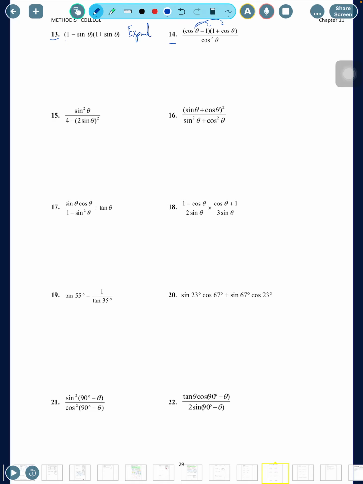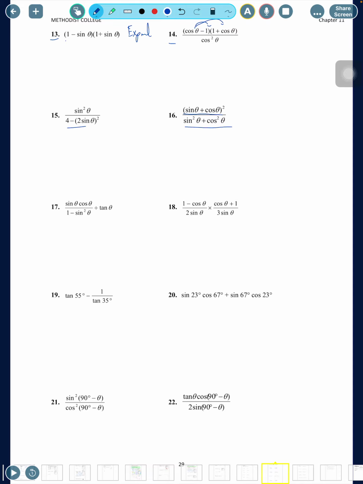For 15 and 16, the process is very similar to 13 and 14, just also expand the brackets. When you see something that you can expand, just try to expand it. And when you see something that you can factorize, just try to factorize it. Just try to do something so that you may be able to apply the identities we have learned.